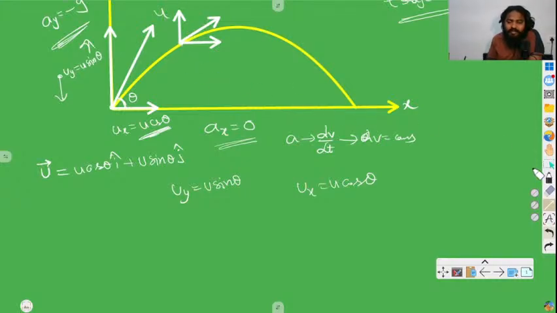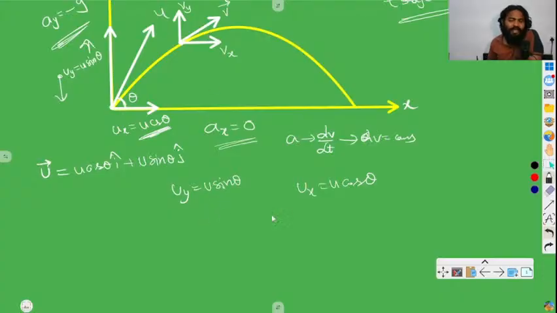Here, if you observe carefully, the initial velocity along the x-axis is ux, and after time t the final velocity along the x-axis is vx, and along y it is vy. And then the resultant of these two is v. This is the resultant of these two.